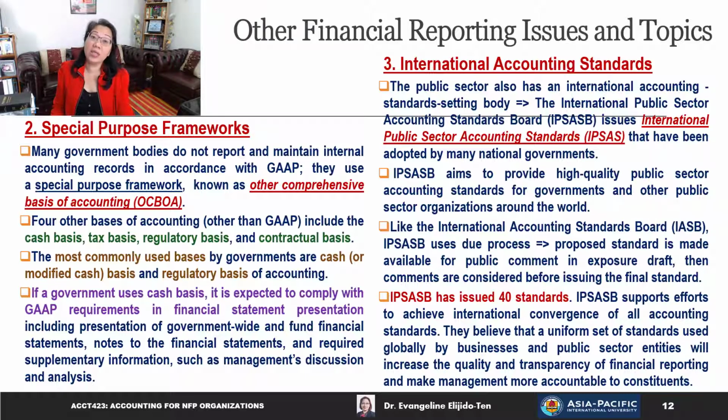The board has to date issued 40 international public sector accounting standards. The board supports efforts to achieve international convergence of all accounting standards. The board believes that a uniform set of standards used globally by businesses and the public sector entities will increase the quality as well as the transparency of financial reporting and make management more accountable to their constituents. All right. Well, that is it for topic 6.